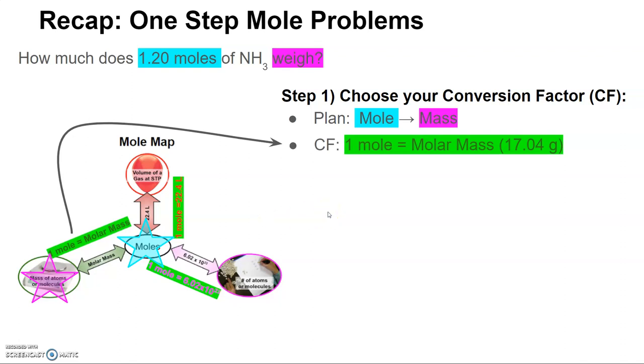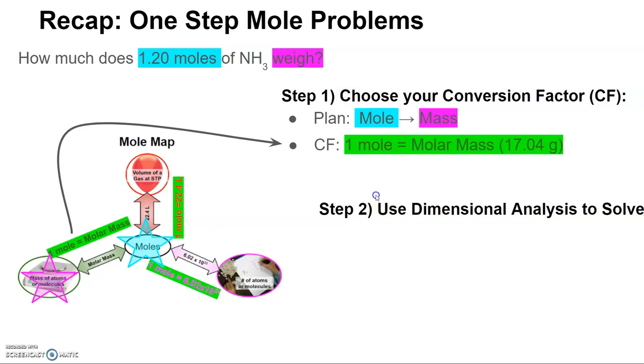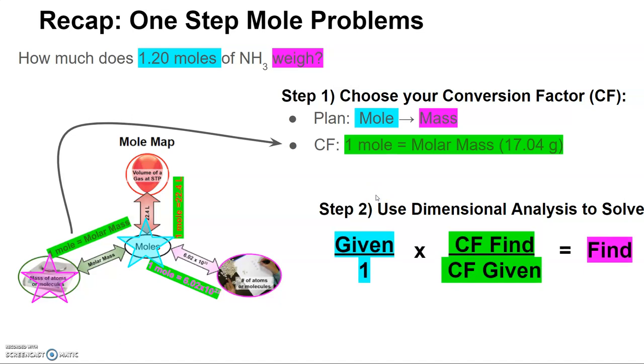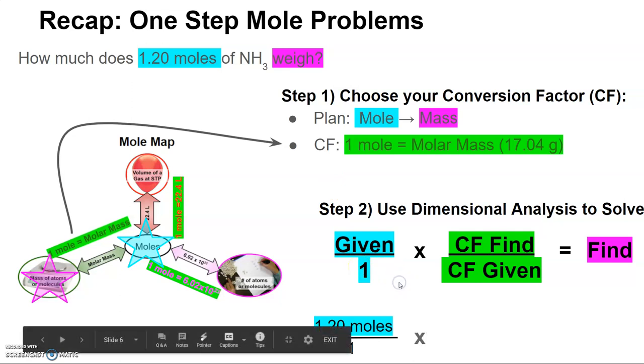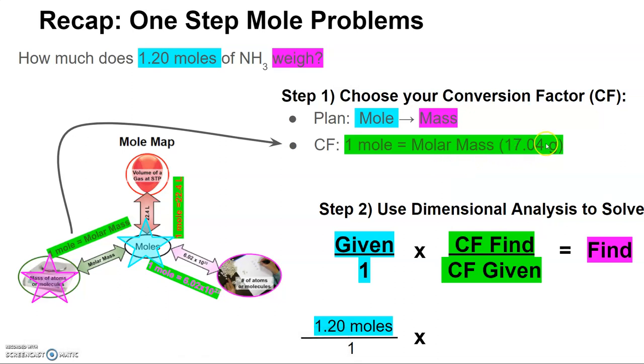Now that I've chosen the conversion factor, I can move on to step 2, which is using dimensional analysis to solve. I start by writing my given over 1. In this case, I'm given 1.20 moles of NH3. So I put it over 1 just to make it into a fraction. Then I'm going to multiply that by the fraction that I get from my conversion factor. My conversion factor is 1 mole equal to the molar mass of NH3, which is 17.04 grams. And by the way, I just got this from the periodic table.